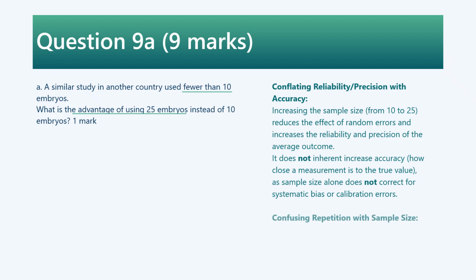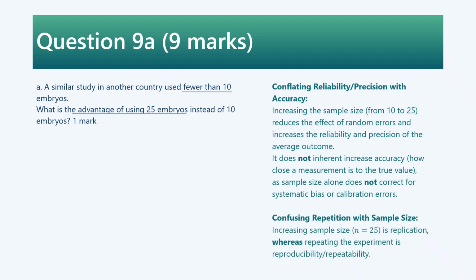Confusing repetition with sample size. Increasing sample size, equals 25, is replication, whereas repeating the experiment is reproducibility or repeatability.